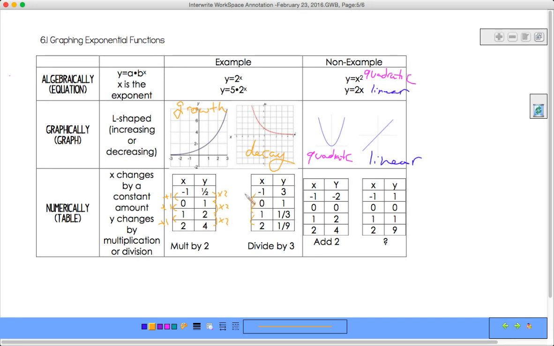Here, x is going up by a constant amount, plus 1, plus 1, plus 1. But over here, 3 to 1, 1 to 1/3, we're dividing by 3, dividing by 3, dividing by 3, and so on.